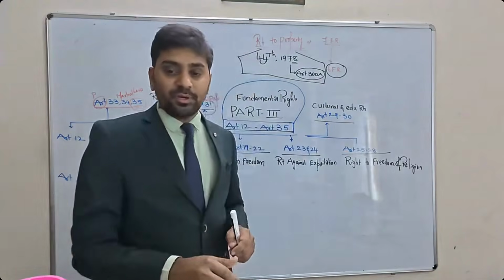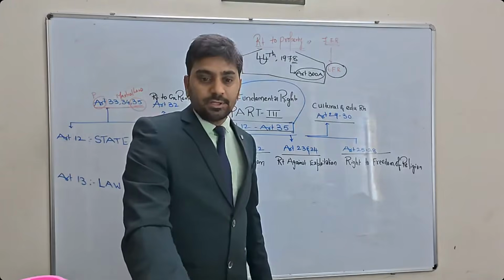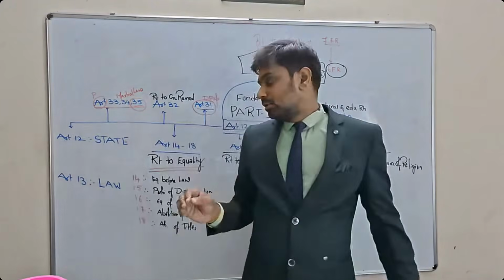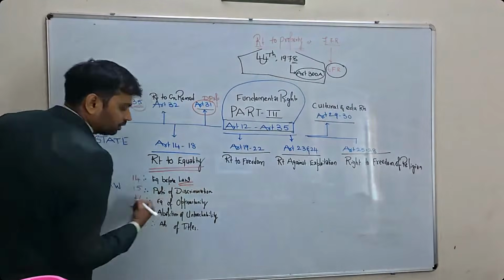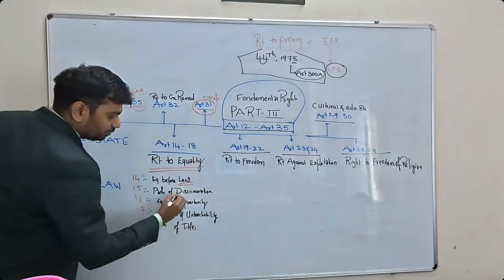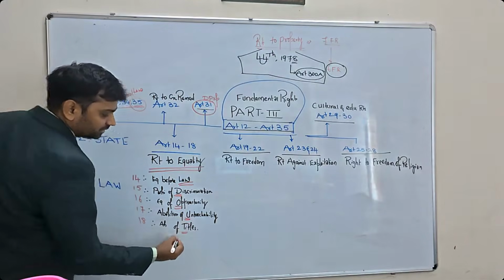Now, how to remember all these rights? I'll tell you a code, remember this. Law: equality before law. D: prohibition of discrimination. O: opportunities. U: untouchability. T: titles.